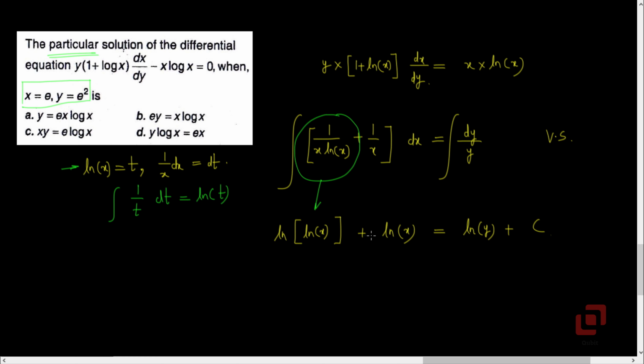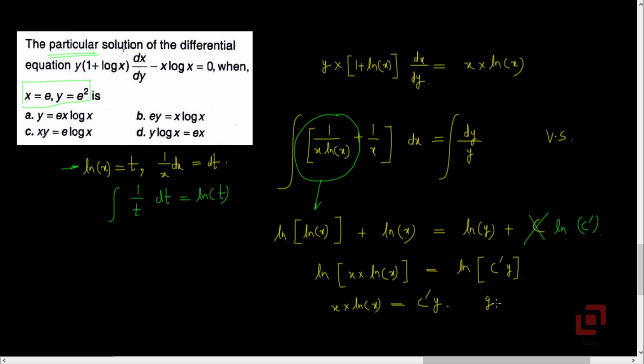Secondly, as each term contains log, instead of writing c, let us write it as log of c dash. Now we will use the properties of logarithms to get log of x into log of x equal to log of c dash into y, which will lead to x into log of x equal to c dash into y. This is the general solution of the differential equation.